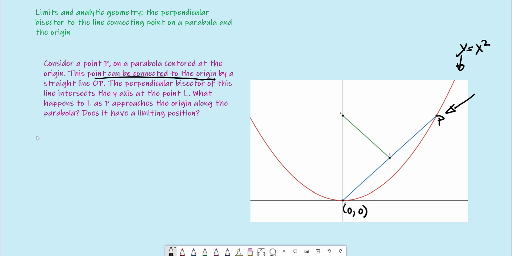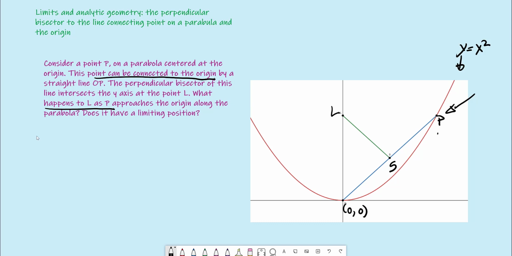Now, this line can be analyzed, and we can take a perpendicular bisector of this line, and we'll find that it intersects the y-axis at the point L. So right here we have the point S, which is where the line bisects the OP line, and it connects to the y-axis at the point L. And the question is, what happens to L as P approaches the origin along the parabola?